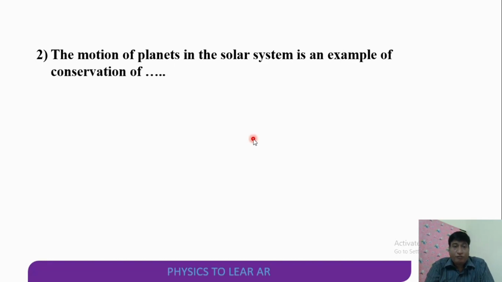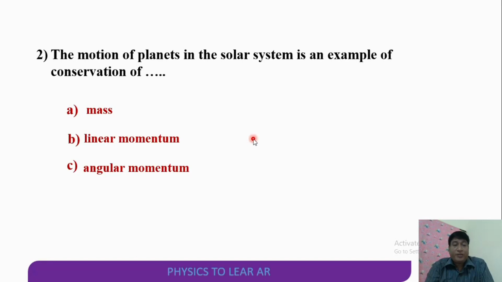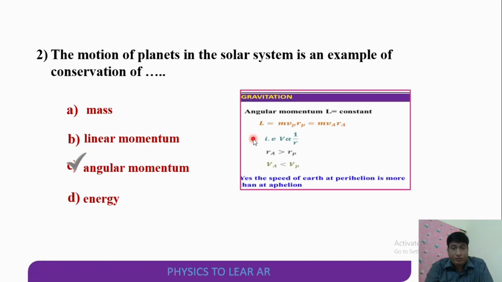The motion of a planet in the solar system is an example of conservation of dash: mass, linear momentum, angular momentum, or energy. This is rotatory motion, so in simple form it is nothing but angular momentum, which you have already discussed.